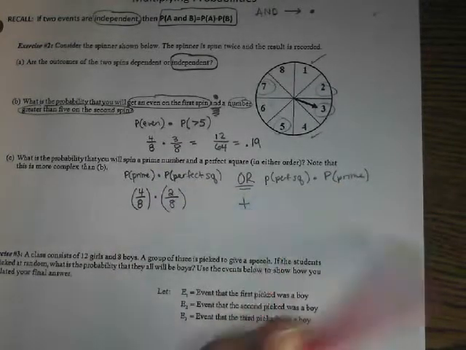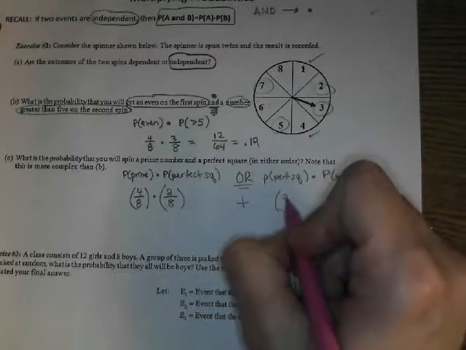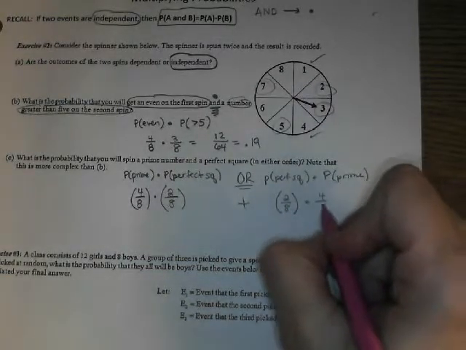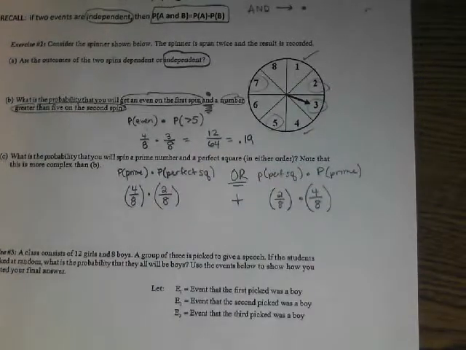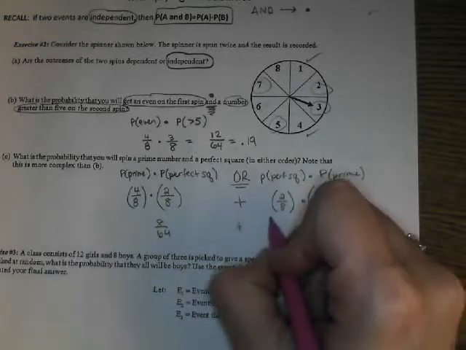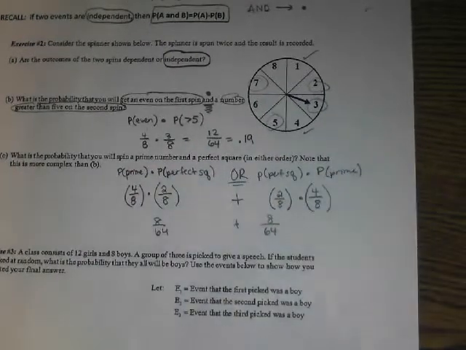And then the probability of a perfect square, we already said it was 2 out of 8. It's still 2 out of 8. Times the probability of prime is still 4 out of 8. So we have 8 over 64 plus another 8 out of 64.